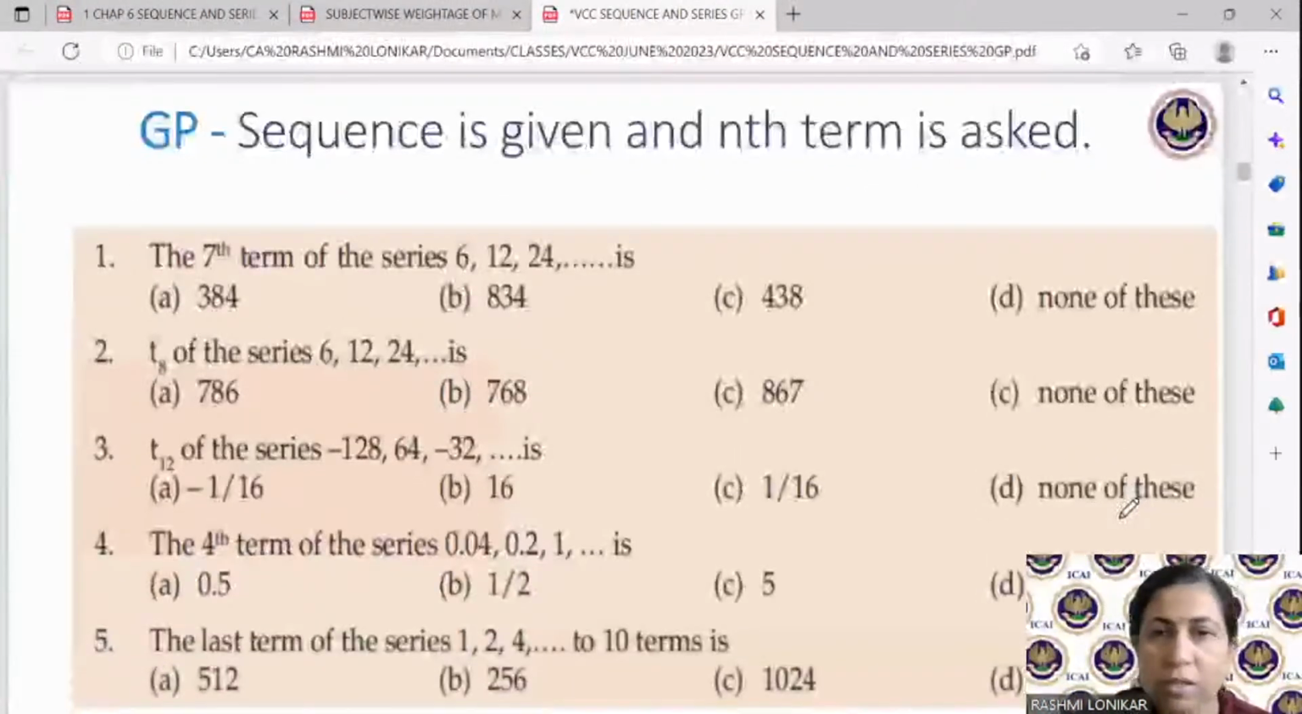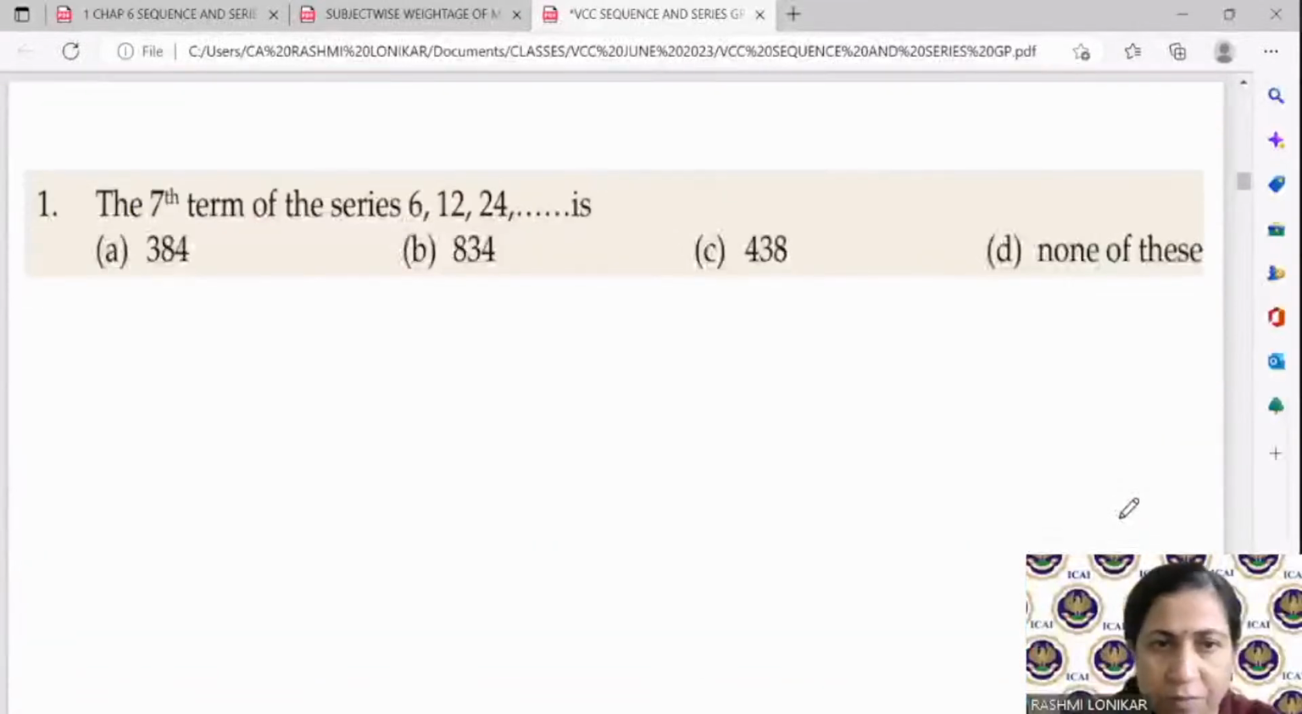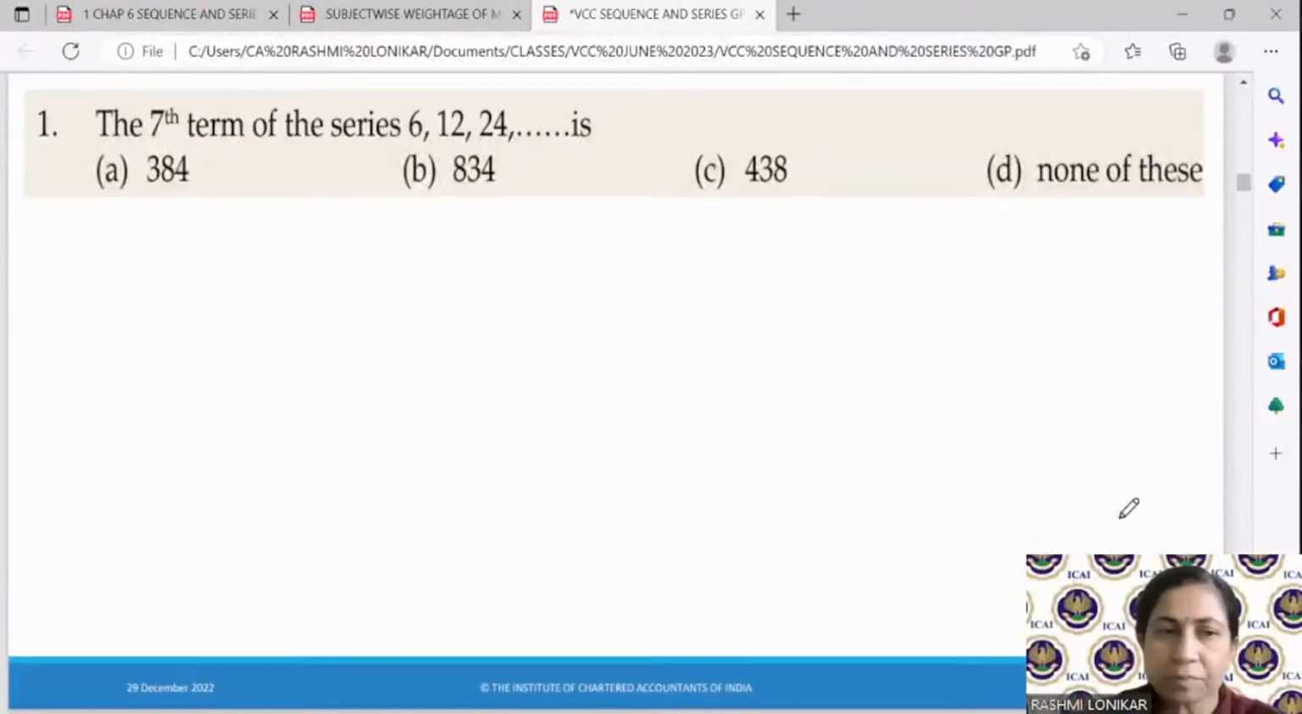So let us actually start doing some. This is, I think, exercise 6B, series, and we are doing the first 5 sums. Okay, clear up till now?